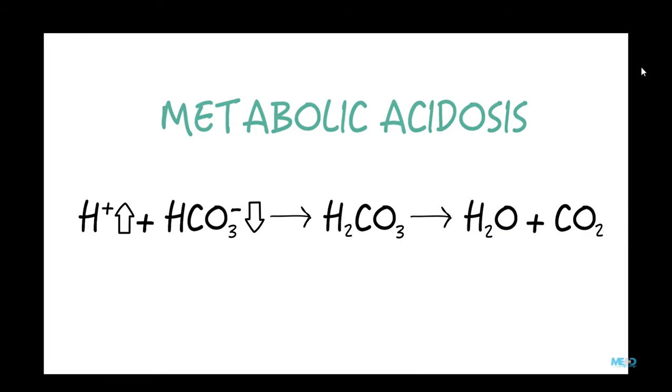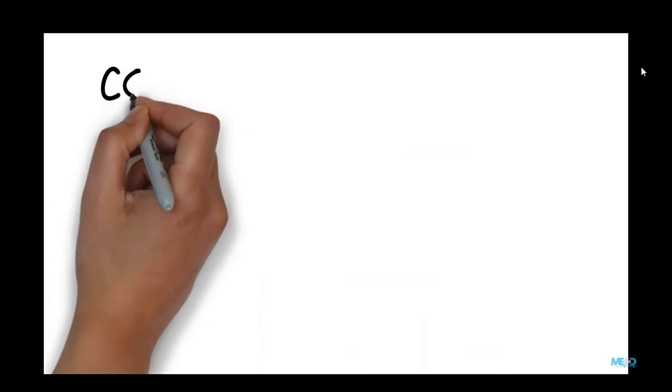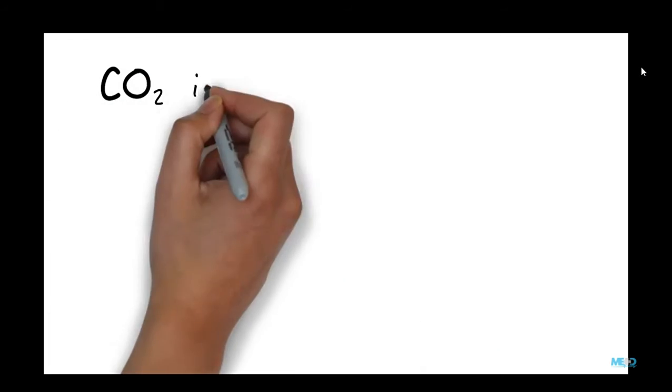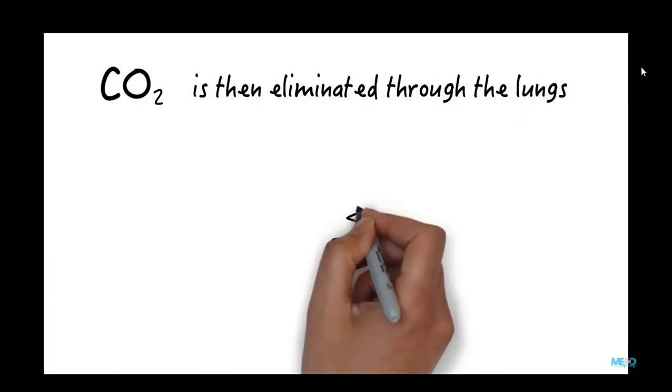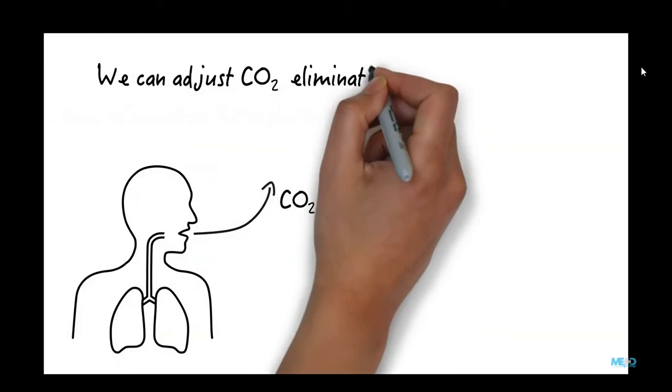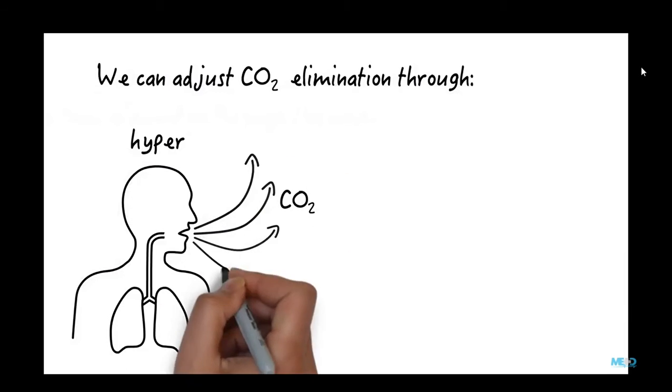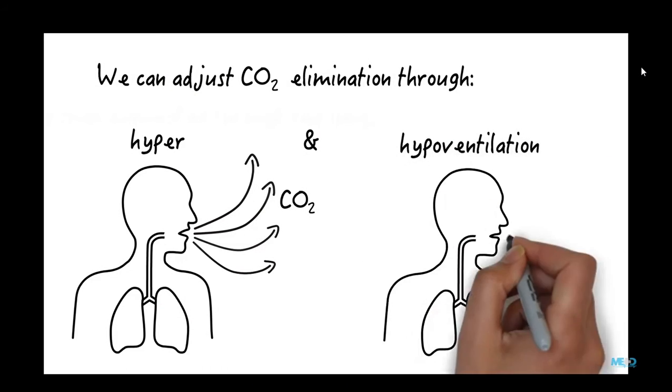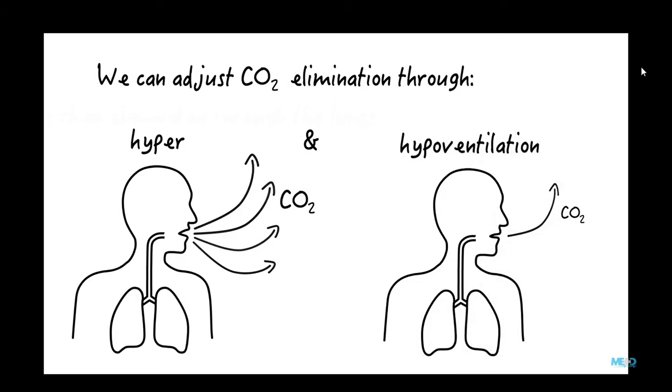And what happens to carbon dioxide? Well, carbon dioxide, as you might already know, is then eliminated and exhaled through the lungs. We can adjust carbon dioxide elimination through hyper and hypoventilation. For completeness' sake, it's important to understand that this equilibrium also works in the other direction.